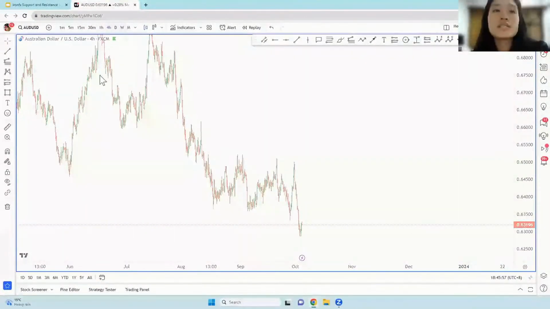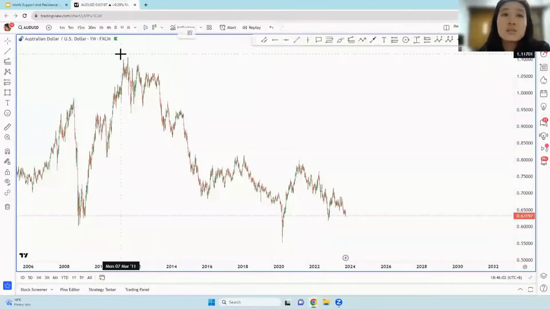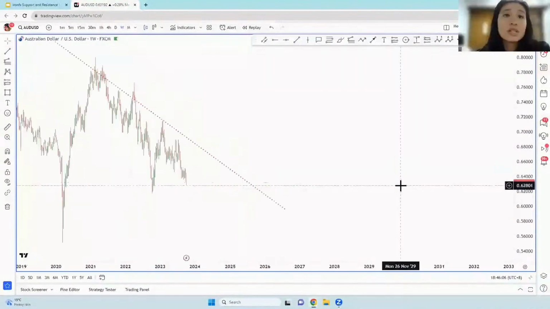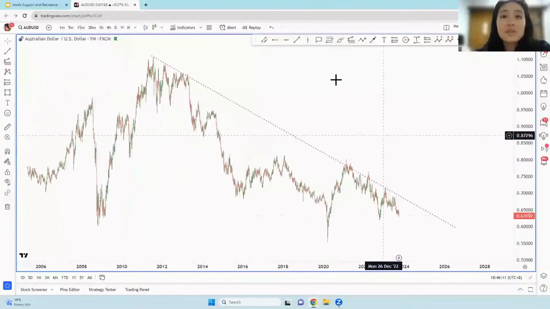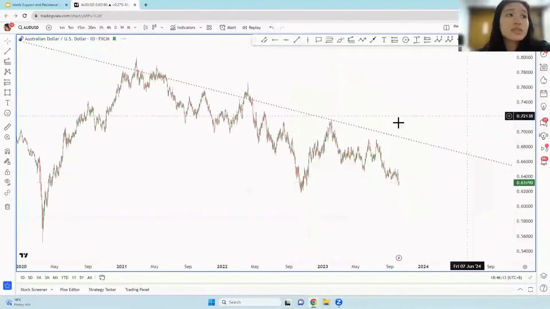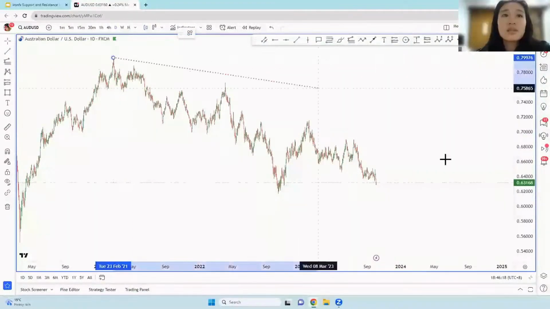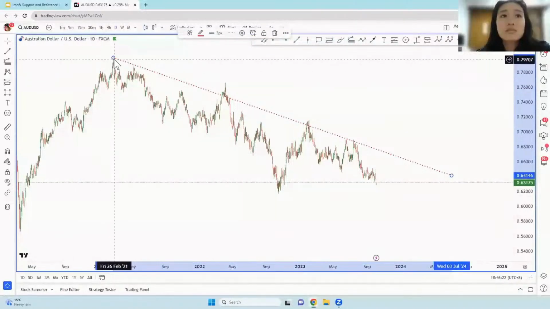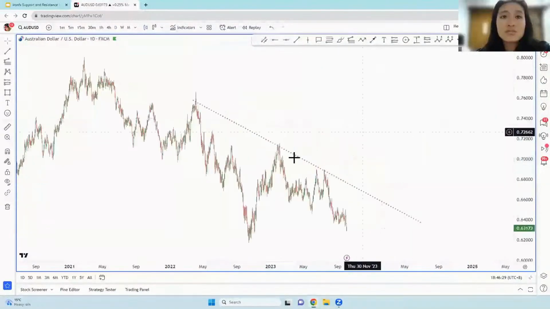Okay, so same thing, I'm gonna analyze this on a weekly chart. Yep, we have a descending trend line on our weekly time frame. Next, if we take a look at our daily time frame, also a descending trend line here. Remember the three touches here.